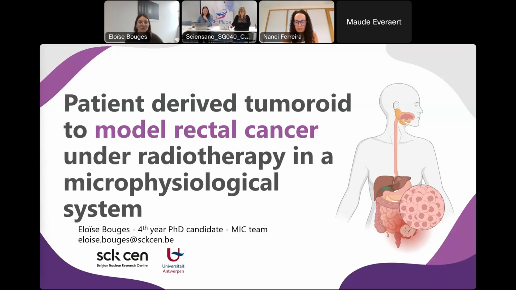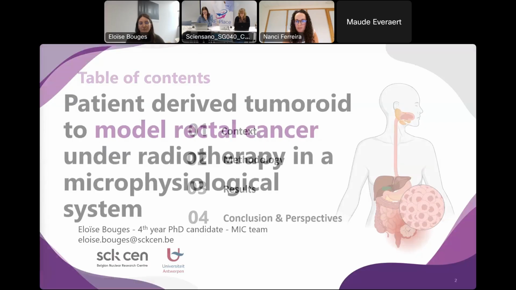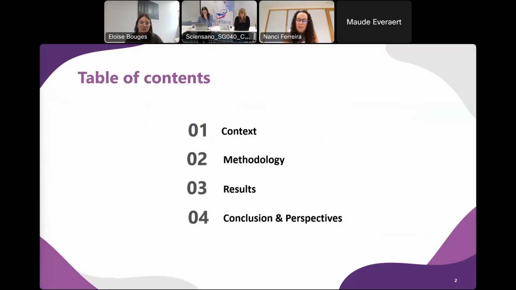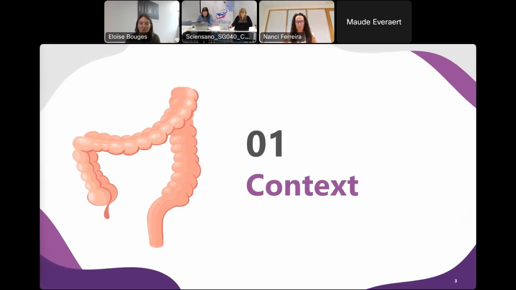So today I will present a piece of my PhD project that is focused on patient-derived tumoroids that I'm using to model rectal cancer under radiotherapy and within a microphysiological system. I will do this presentation in different parts. I will first give some context before moving on to some methodology. We will then see some results, and I will conclude and give some perspectives.